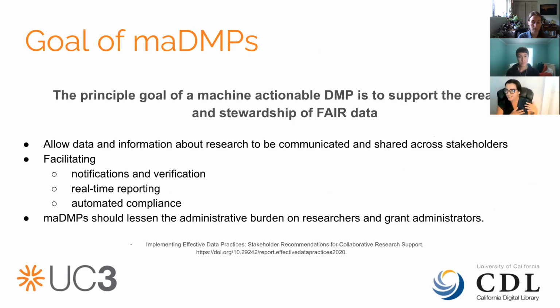So just taking a slight step back about machine actionable DMPs, I think it's important to think about why we are building these systems. Really our fundamental goal is to support the creation and stewardship of FAIR data. A machine actionable DMP allows all of the rich information, all the rich metadata in a DMP to be shared automatically, machine to machine, across stakeholders. So this should facilitate things like notifications, verification, real-time reporting, automated compliance for funders.